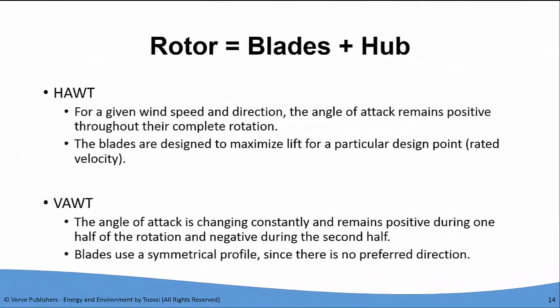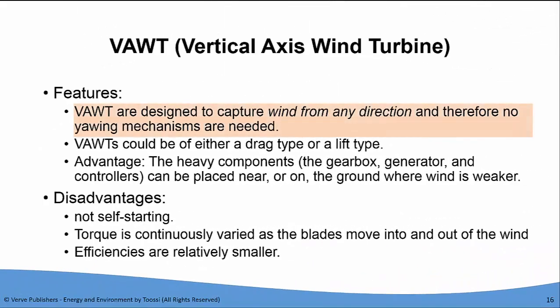In the horizontal axis wind turbine, the blades are usually designed to maximize the lift. Vertical axis turbines mostly work on the drag. The advantage of the vertical axis wind turbine is that they can capture the wind in any direction, so you don't need any kind of mechanism to turn the wind turbine to a particular direction to catch more wind.